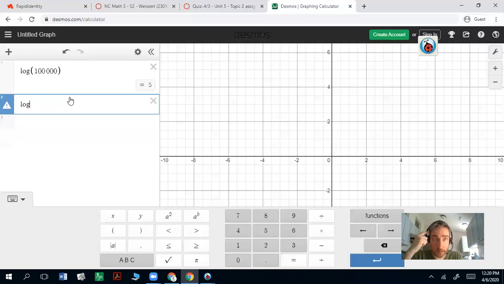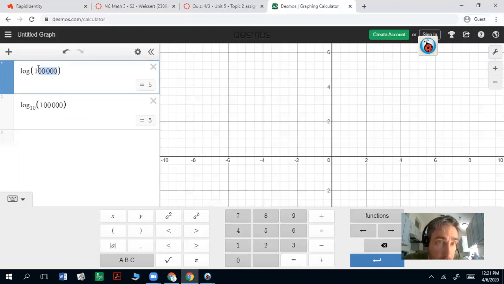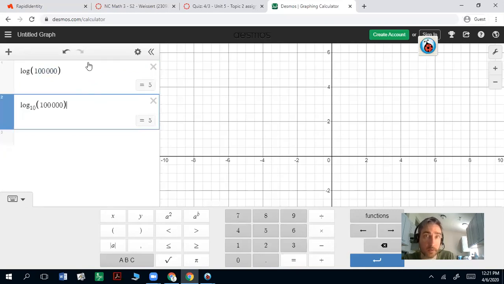Think about it. What to the 5th power gives you 100,000? Is it 10? 10 to the 5th power, 10, 5 zeros, to the 5th power is 100,000. How many zeros are there? 5. Make sense? 10 to the 5th power is 100,000. The answer to that is 5. You can put it in like this, or you put it in like this. Same thing. The answer is 5.